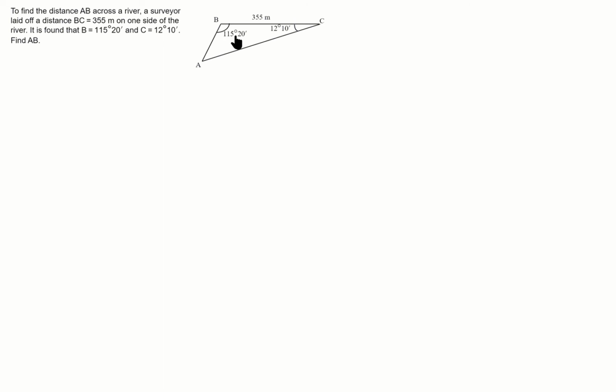So if you notice, we have two angles and a side. So this is an example of an ASA scenario when it comes to solving triangles. So if we label everything in the standard fashion, we know that the 355 is going to be lowercase a. This side here is going to be B, and the side AB, because it's across from the angle C, we use the lowercase c letter for that.